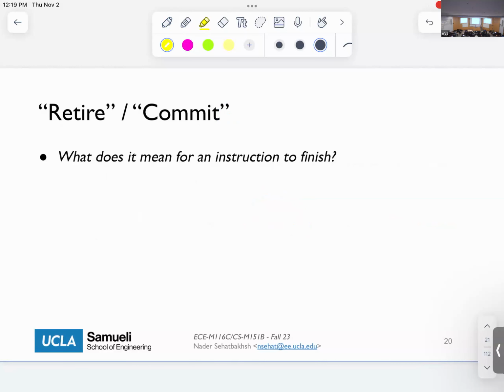By the way, retire is also called commit. Some people call it commit, some people call it retire. In this class, we mainly just use the word retire. But if you've seen commit, it's the same thing.